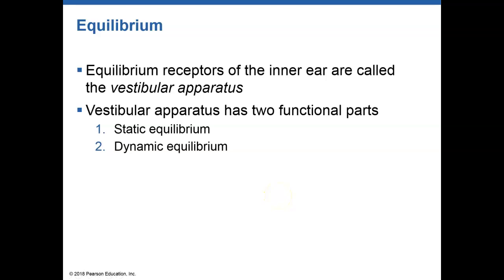Equilibrium receptors are located within the vestibule. There's two types of equilibrium. We have static equilibrium and dynamic equilibrium.